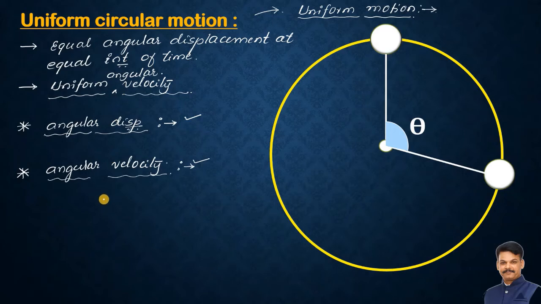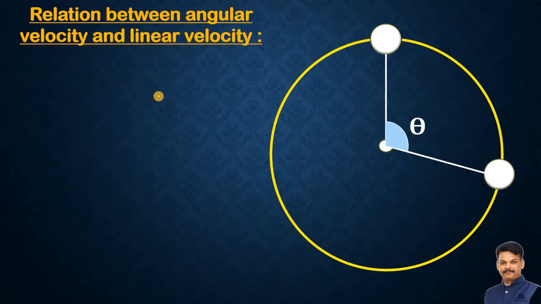If these terminologies I have discussed are clear, then we can very easily consider the next concept, that is the relationship between angular velocity and linear speed. Dear students, now let us discuss the relation between angular velocity and linear velocity or linear speed. For that, let us consider one object present at a point A.